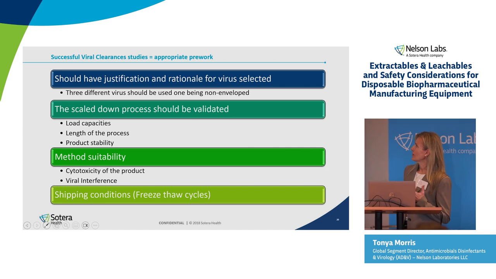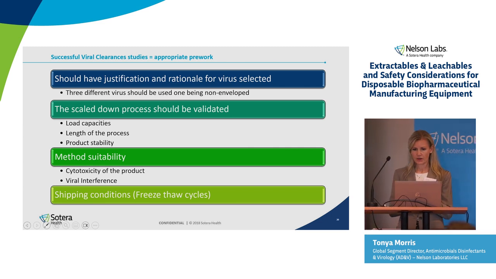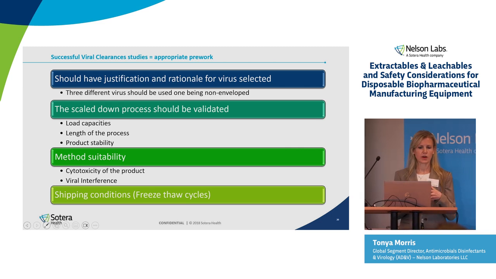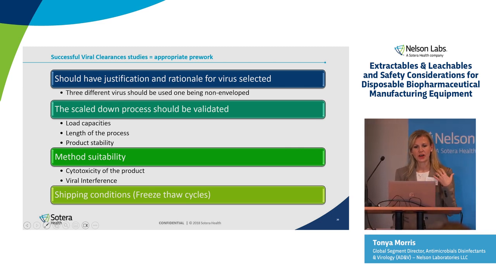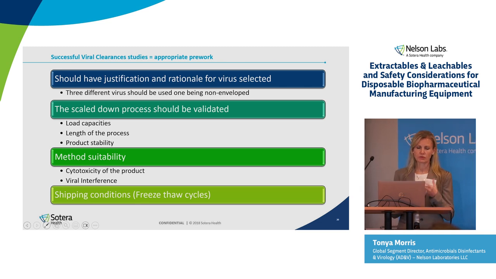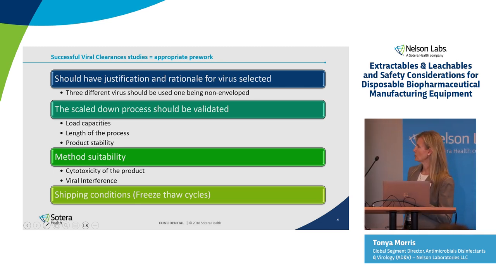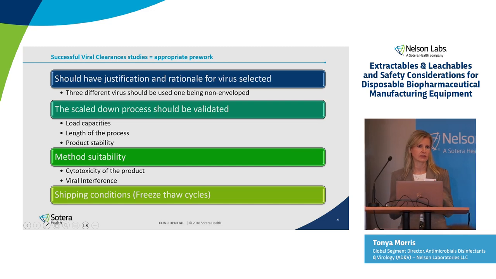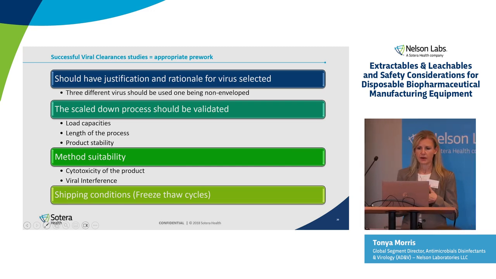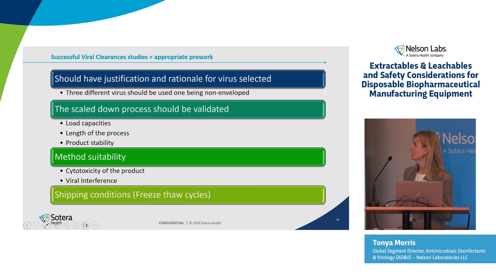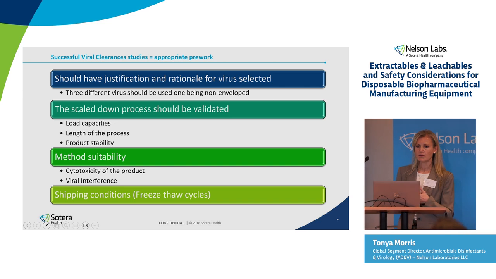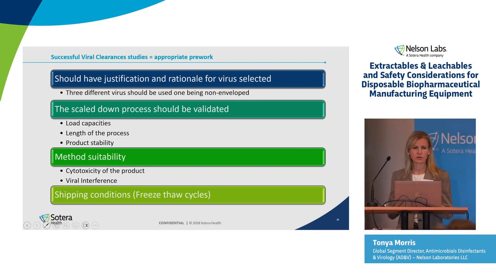So in order to have a successful viral clearance study, it's recommended not to just send us filters and the product and go, okay, do a viral clearance study on this. We want to make sure that appropriate pre-work is performed prior to that. So we should have a justification rationale for all the viruses that we're selecting for the viral clearance. And in addition to that, we really need to pay attention to the scale down process and make sure that the load capacities are accurate.